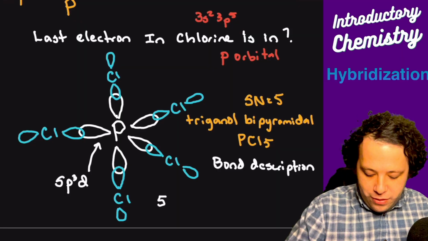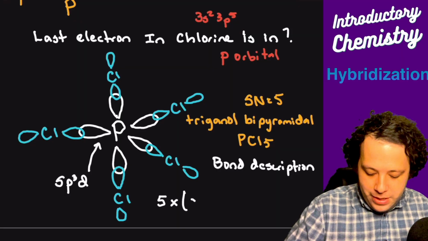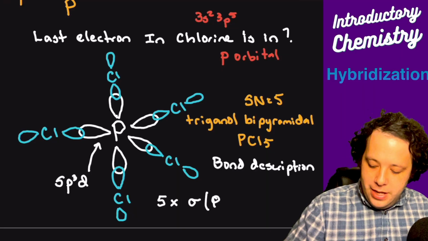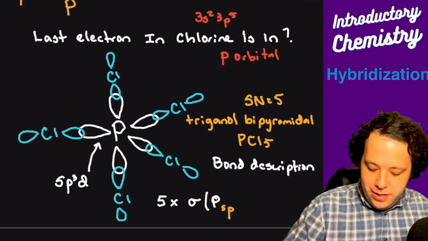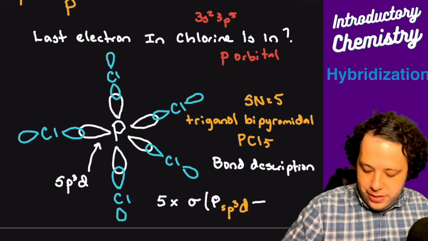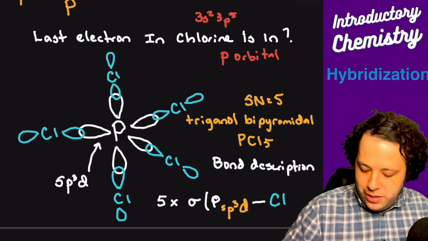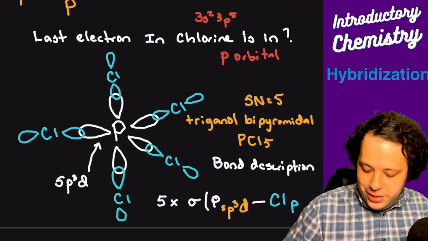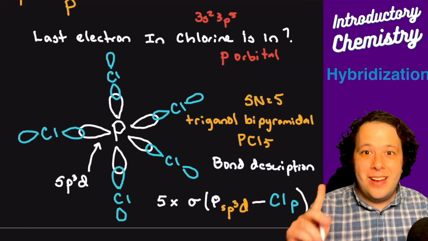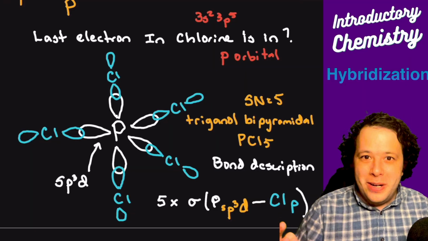So how are you going to describe it? You have 5 orbitals, all sigma. So you're going to describe that as phosphorus, and it's going to be sp3d, and that's going to be bonding to our chlorine, which is its p orbital, is what we're going to be explaining as chlorine. So that's our entire thing. Yeah, 5 of them. They're all bonding together.